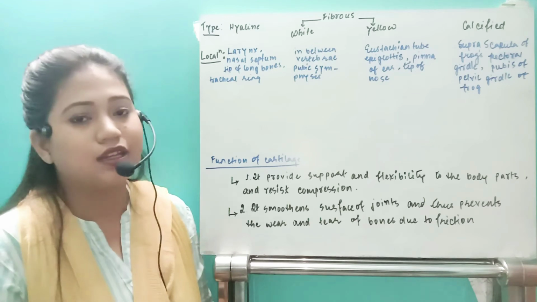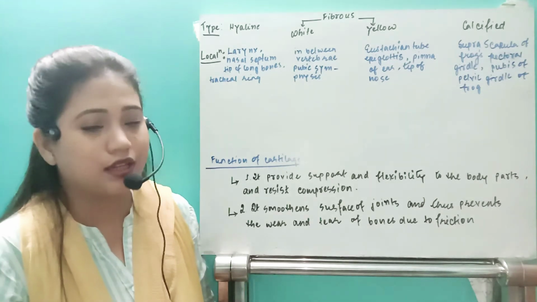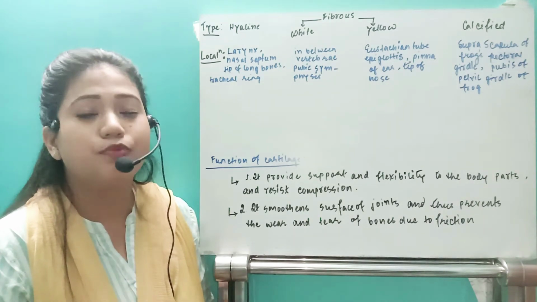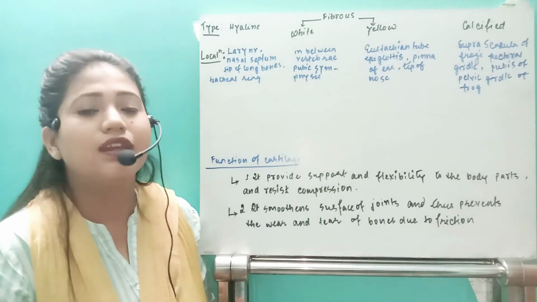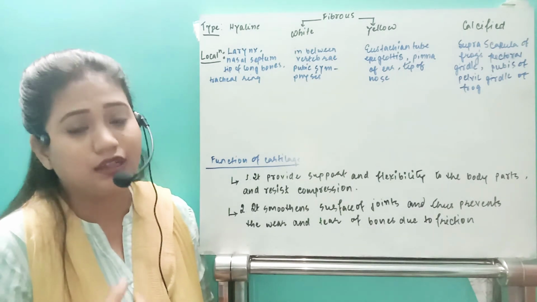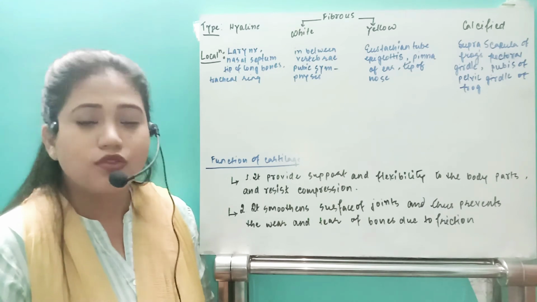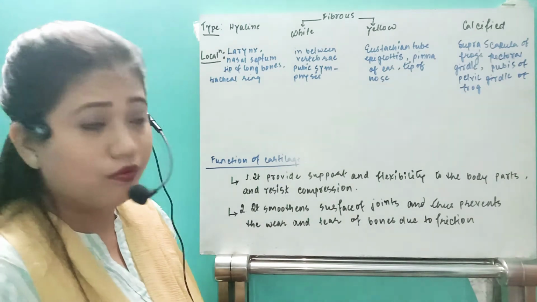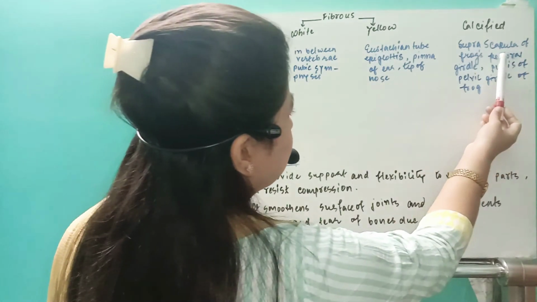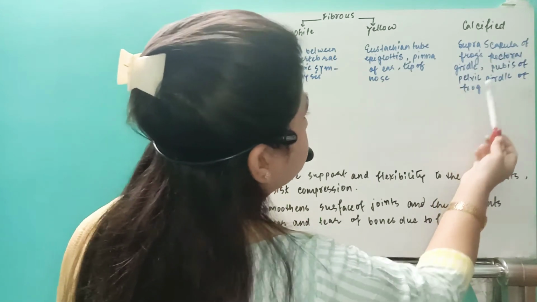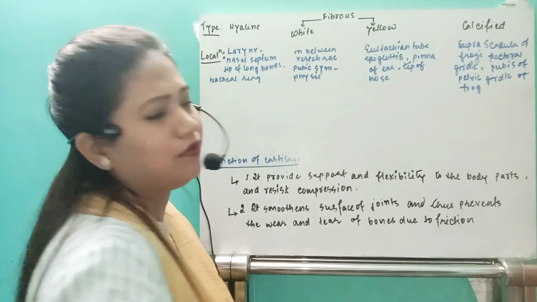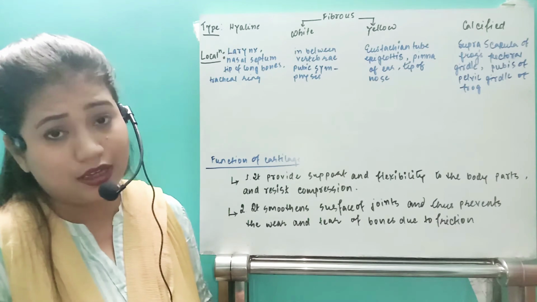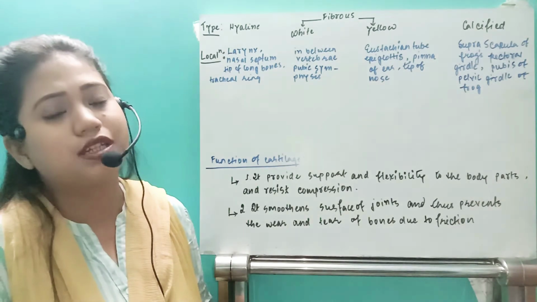Now the last type of cartilage, what is that? That is calcified cartilage. In calcified cartilage, in the matrix we have the deposition of calcium ions that makes the cartilage even harder, and it seems like bone. So where is it present? It is not present in human. It is basically present in the frog, in the suprascapula of the pectoral girdle and the pubis of the pelvic girdle, the shoulder and hip bone. That is the calcified cartilage. So these are the three types of cartilage.